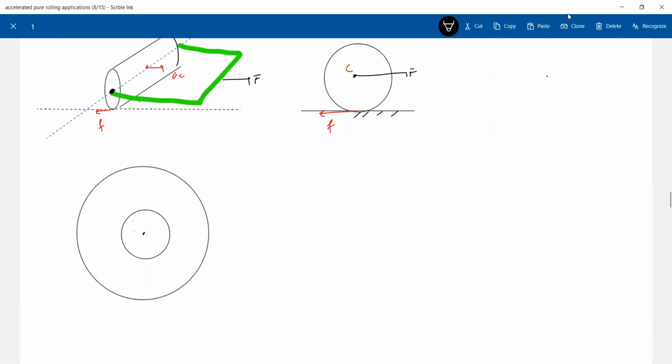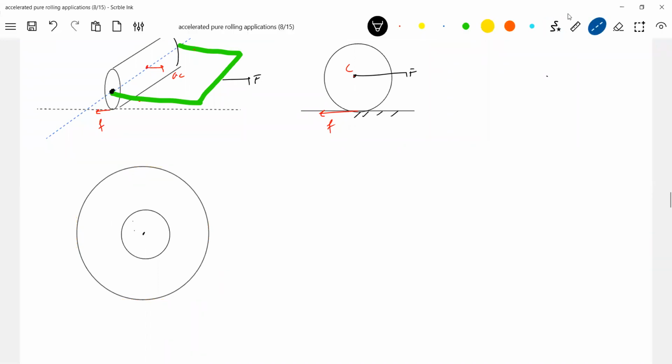This will be more troublesome for you, the diagram. Try to assume the 3D diagram also, you'll be in a better position. This is small r. This is capital R, and this is the ground. It is kept on a rough surface.